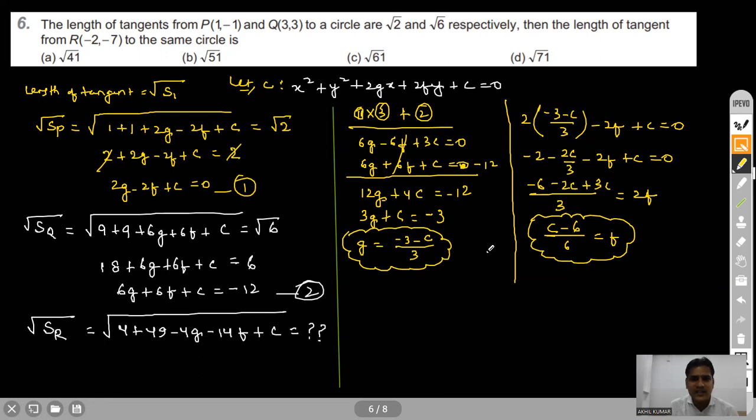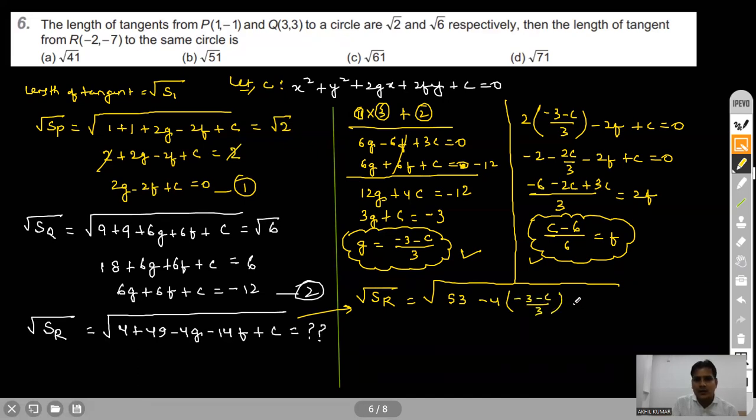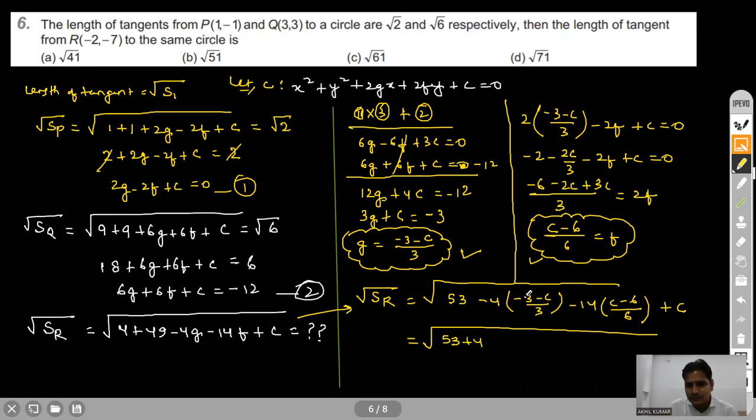So this is what we got, F. Means we found the value of G and F in terms of C. Now I will put the value of this G and F here. Putting this, we get root of SR is equal to root of 4 plus 49, that is 53, minus 4 into G. G is (minus 3 minus C) upon 3, minus 14 into F. F is (C minus 6) upon 6, plus C, right? So this will be 53, minus 3 upon 3, means that will be plus 4, right? Minus 3 upon 3, minus 1 into 4, then minus C by 3, that will be plus 4C by 3.